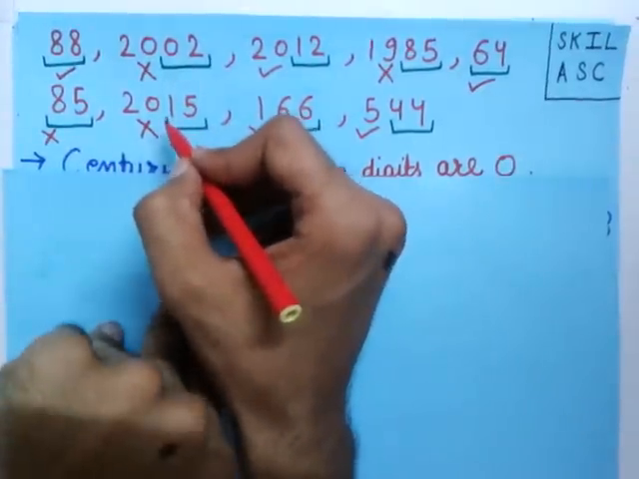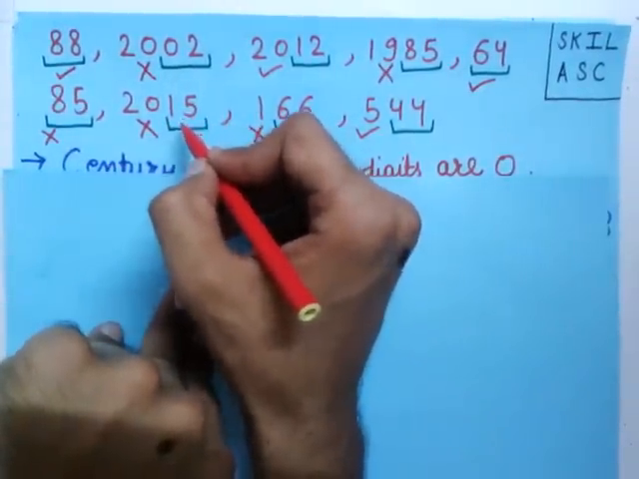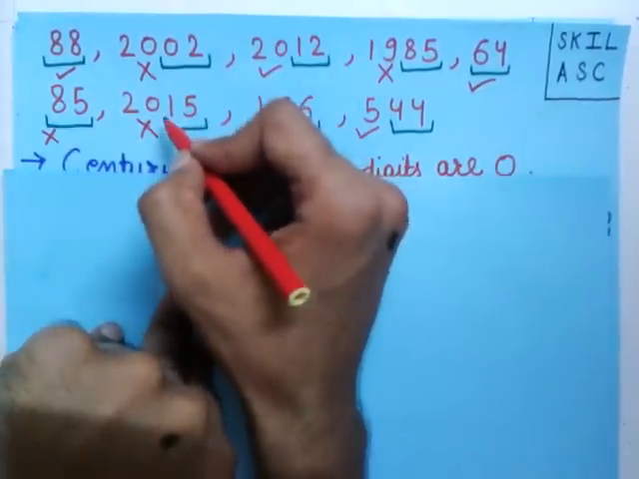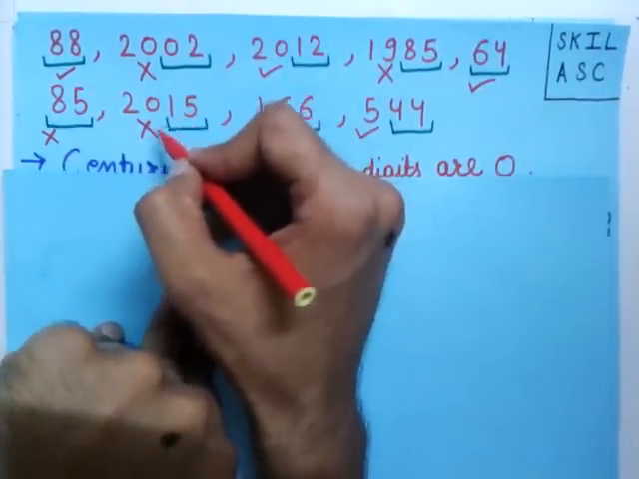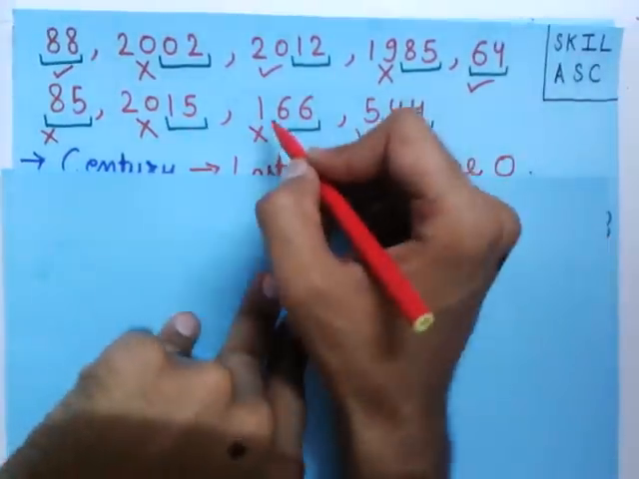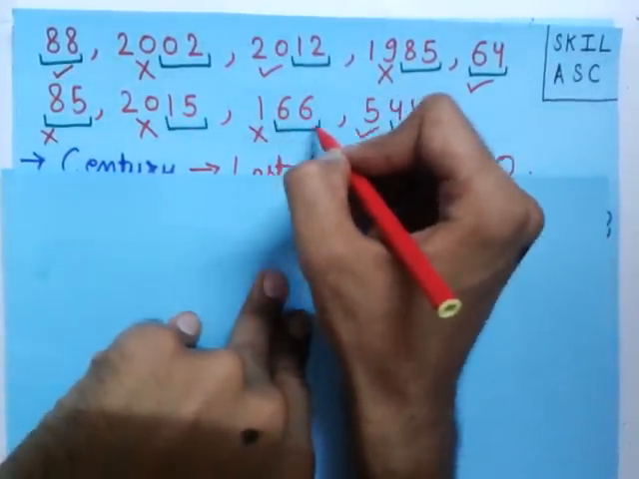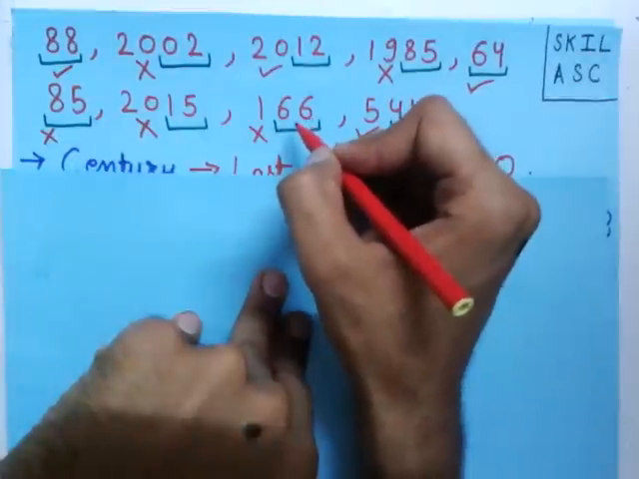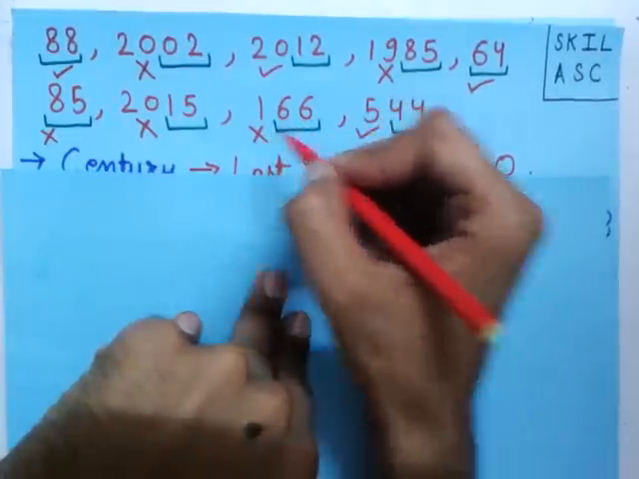Next year is 2015. The last two digits of this year are 15, and 15 is not divisible by 4, so it is not a leap year. Next year is 166. We take its last two digits and the number is 66. 66 is not divisible by 4, so it is not a leap year.